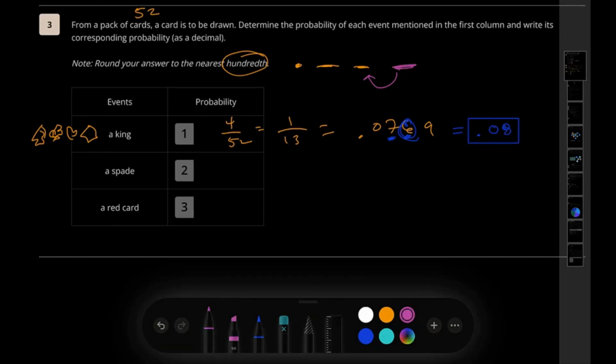Okay, for spade, the 4 suits, so there's 13 cards that are spades, and this will represent 1/4, which would give you 0.25. And then the last one, a red card. So red cards are hearts and diamonds, so there are 26 out of 52, and that represents half, so that would be 0.50.